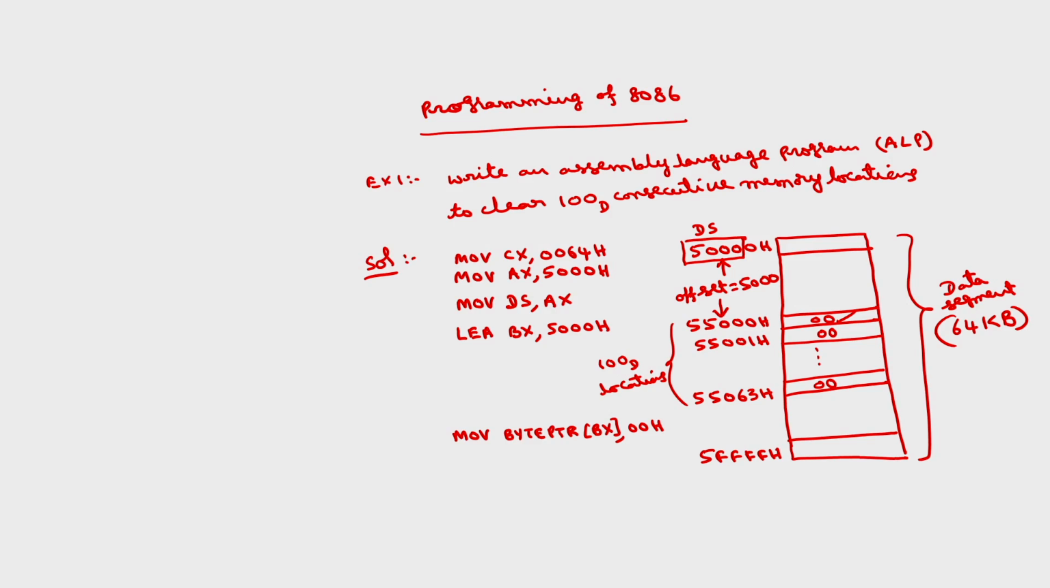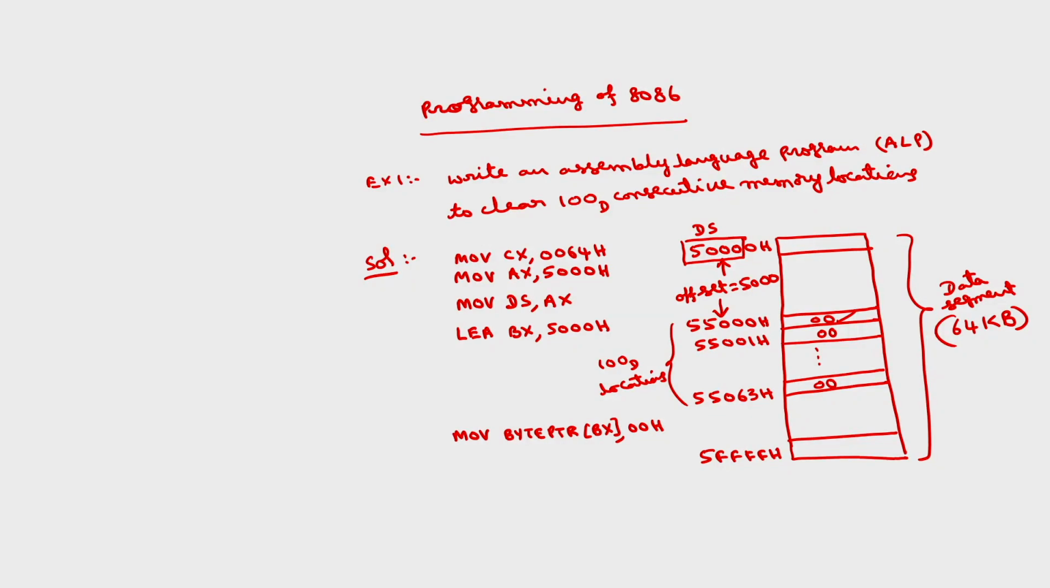If I want to write word PTR, then you have to take only half of this. 100 means 50 decimal, you convert 50 into hexadecimal and take that into the CX register. And here you have to give 0000. You can write in any way. I am using byte PTR, so I want to transfer only 1 byte at a time. So this 00H will be transferred to the 50000H location. This one is over now.